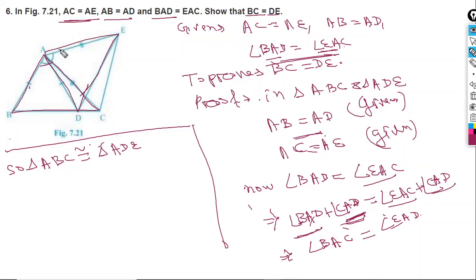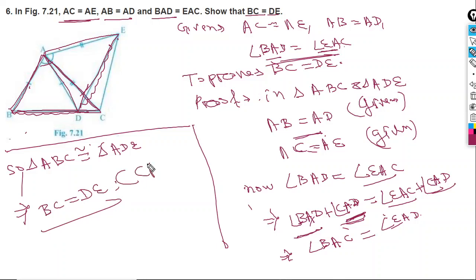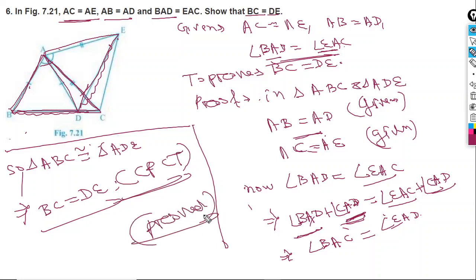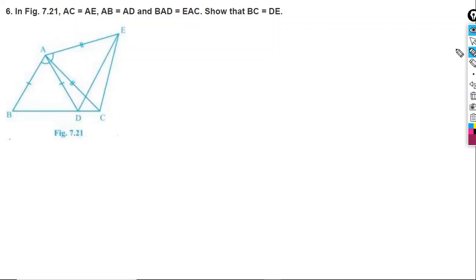Now as these two triangles are congruent, their corresponding parts will be equal. Now BC is a part of triangle ABC and DE is a part of triangle ADE. Therefore you can write BC equal to DE. Reason is CPCT, corresponding parts of congruent triangles. Hence proved. Now this question is also proved.